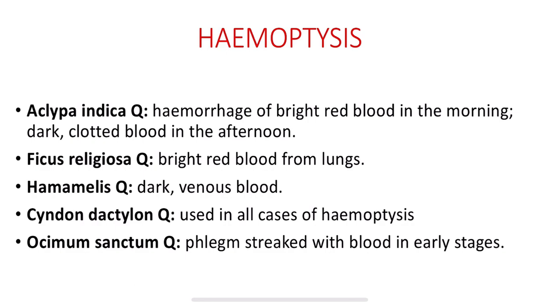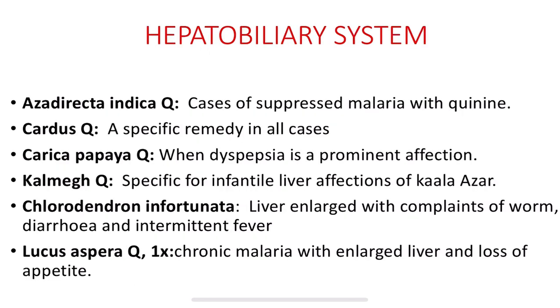We have Hamamelis where there is venous blood. So we know basically Hamamelis acts on the venous system, veins and capillaries. So we have dark venous blood. Cynodon dactylon is used in all the cases of hemoptysis. Ocimum sanctum is used when the phlegm is streaked with blood in the early stages. Just now the hemoptysis has started, so in the early stages think of Ocimum sanctum.